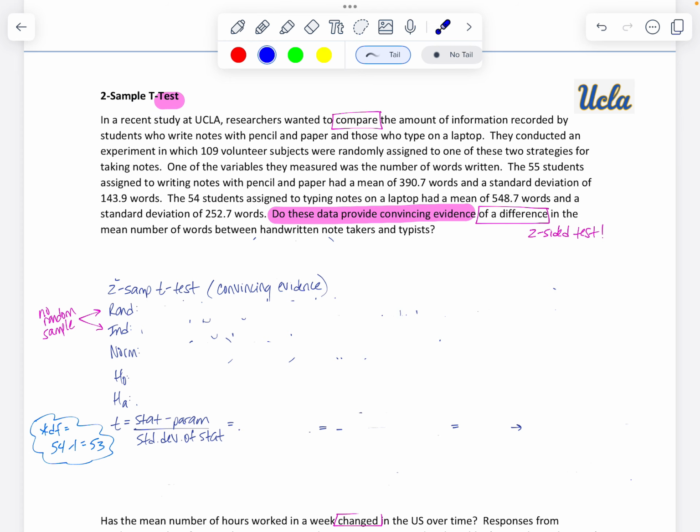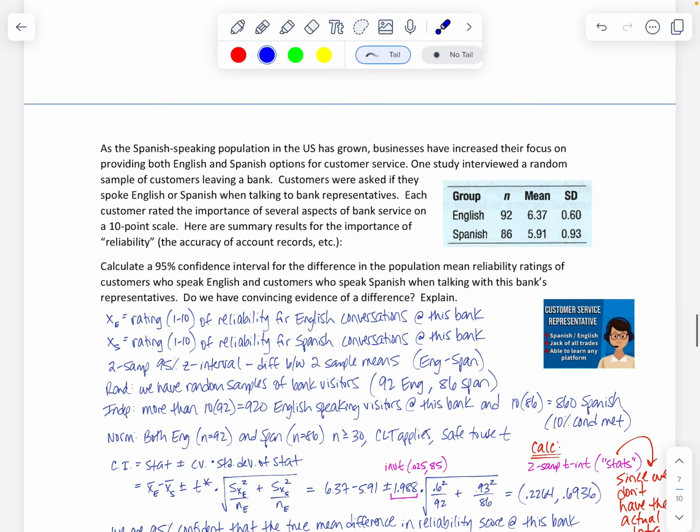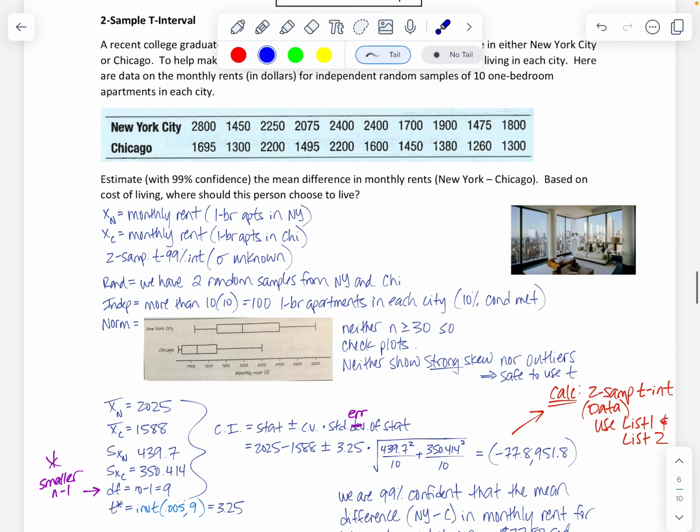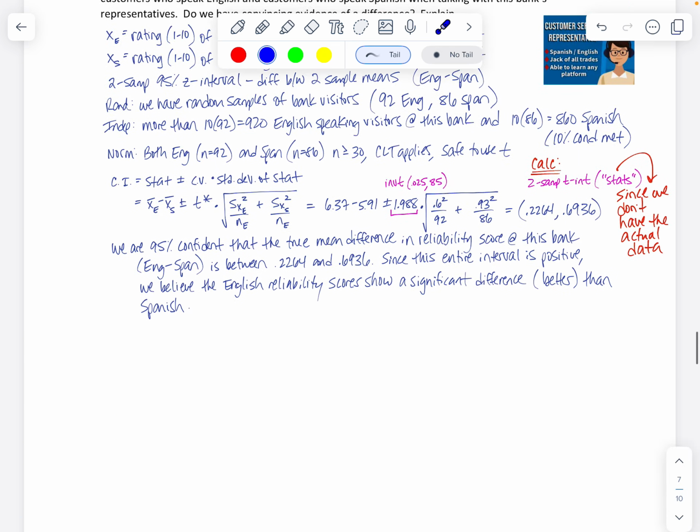If it asks you to estimate the difference, let me just flip up here for a second. Estimate, ding, ding, ding, there it is. There was our interval. Okay, that's what you have to do when you're asked to estimate something. Okay, great, excellent, here we go.